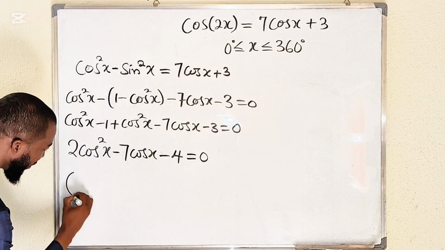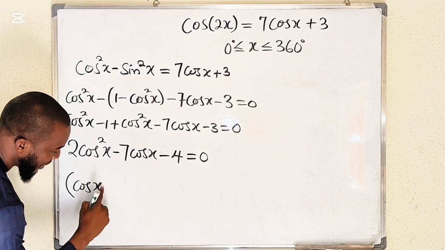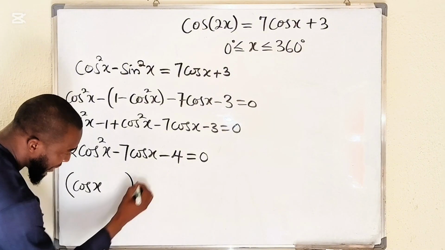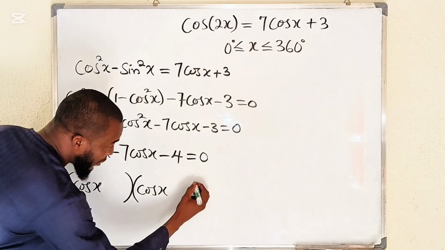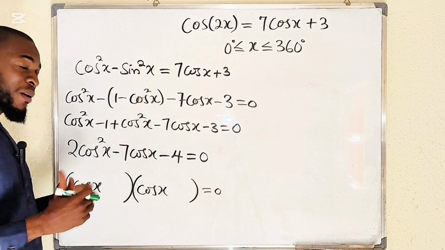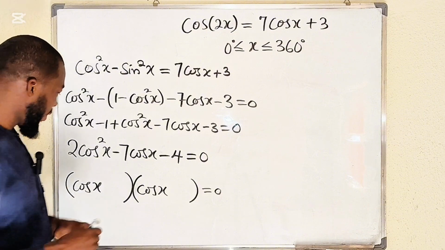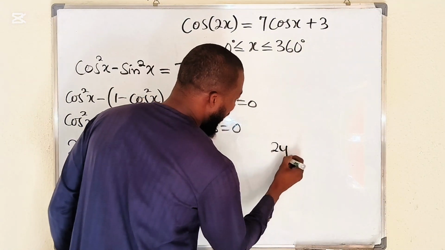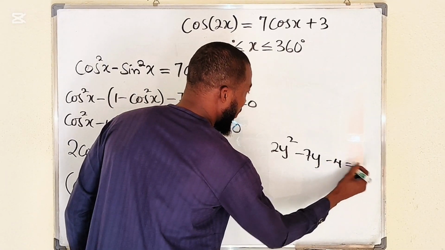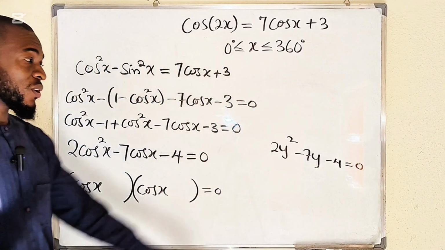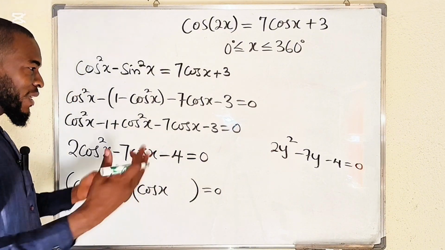We have a first factor, which is going to contain cos x minus or plus something, then multiplied by another cos x minus or plus something. Remember that you can mentally substitute cos x with any variable. For instance, you can make it 2y squared minus 7y minus 4 equal to 0, which is a quadratic equation in terms of y. But I just don't want to do that substitution. I would like to take them all along.